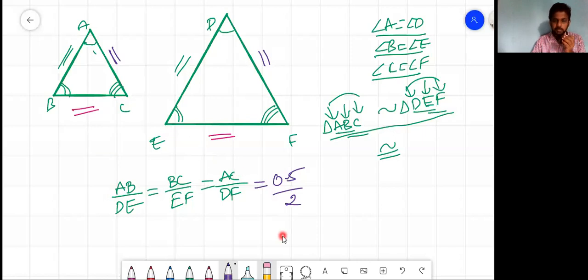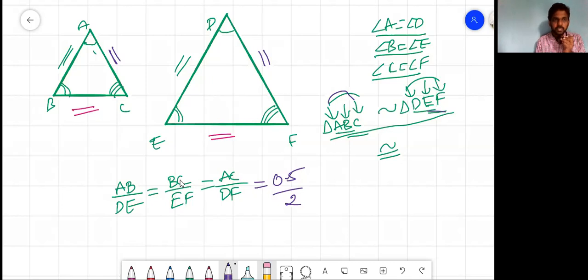So this is how the similarity works. Either the angles should be equal or the sides should be proportional. It is vice versa, which means if the angles are equal, then the sides will definitely be proportional. If the sides are proportional, then the angles will definitely be equal, right? If all the corresponding sides are proportional, right? Corresponding is important here because you cannot take it as AC divided by EF. Writing it as AC divided by EF is not the proper way.